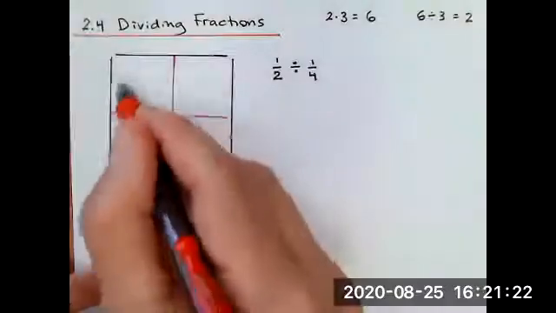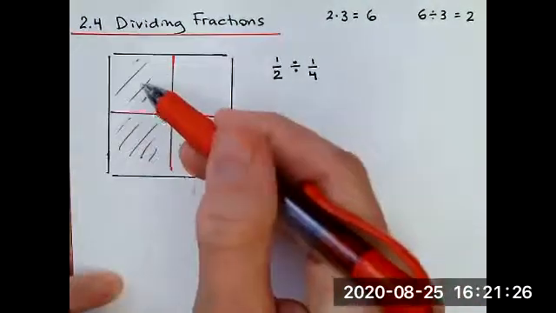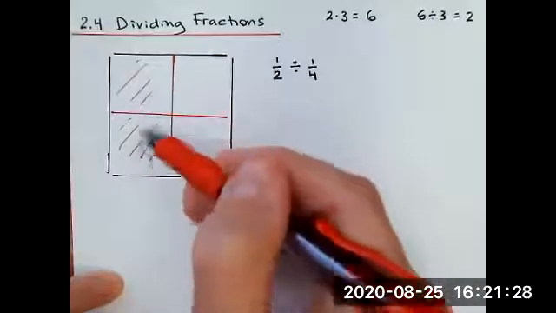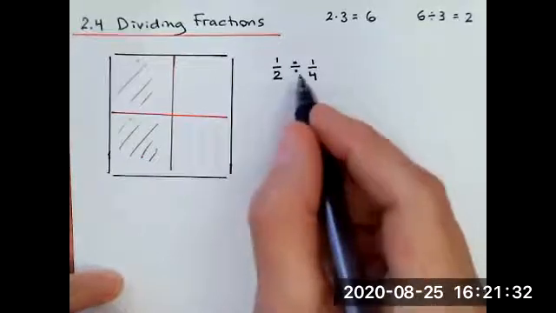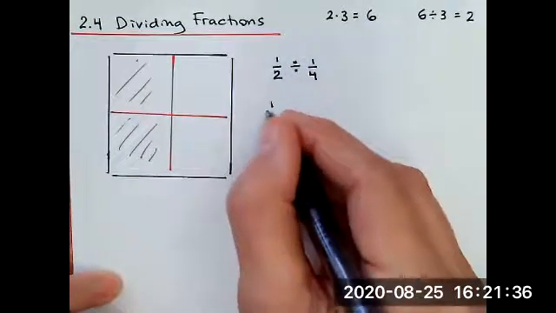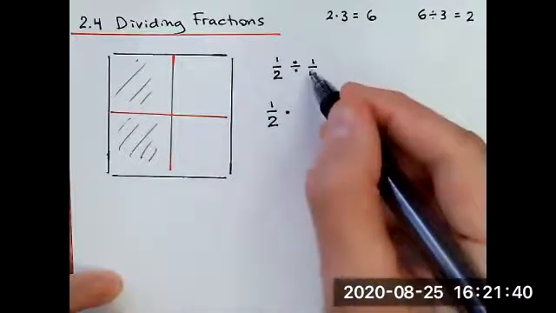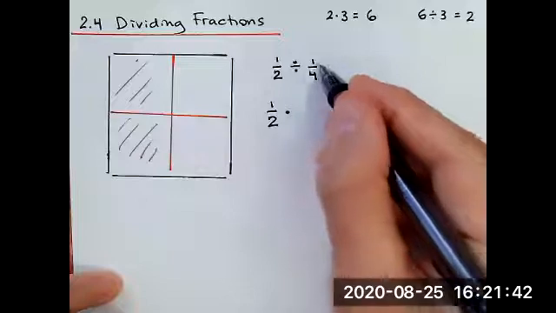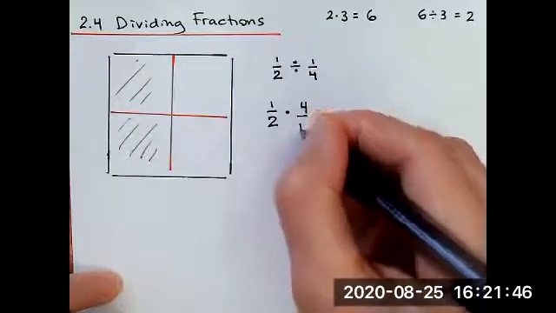So if you have half, how many 1/4 are in it? Well, how do you do this? When you divide by a fraction, you rewrite it as a multiplication. You take the reciprocal of the divisor and multiply by that.